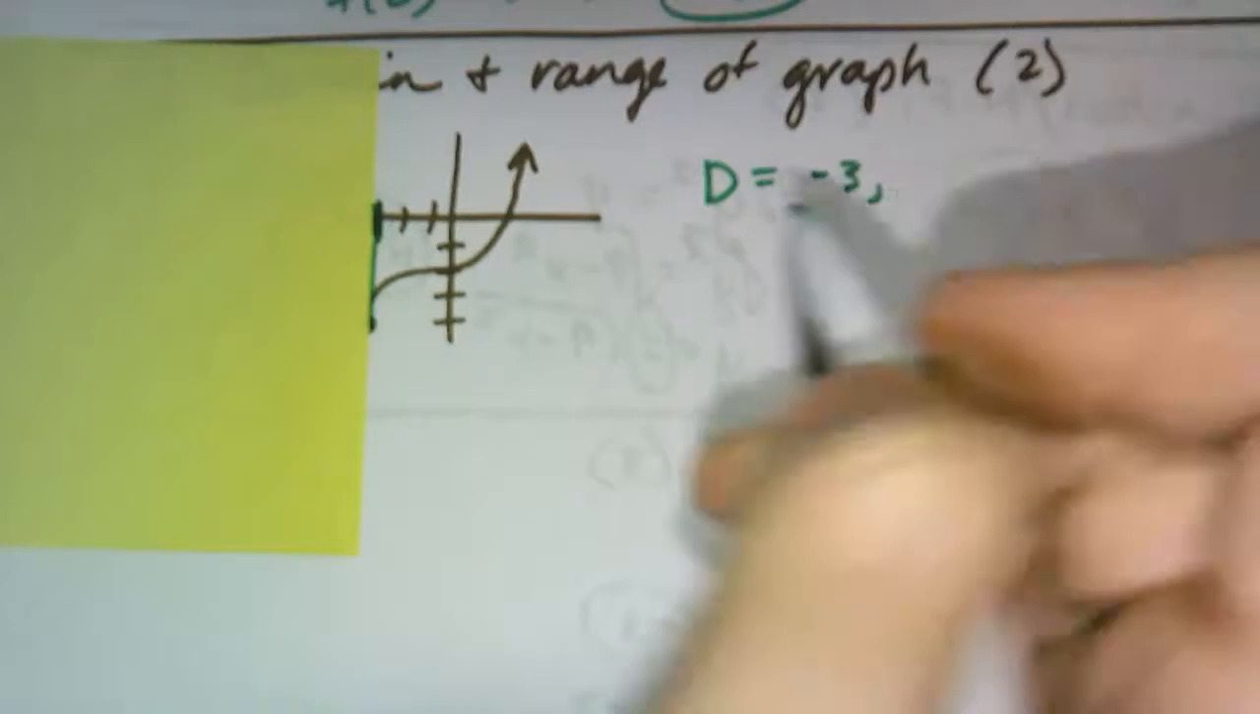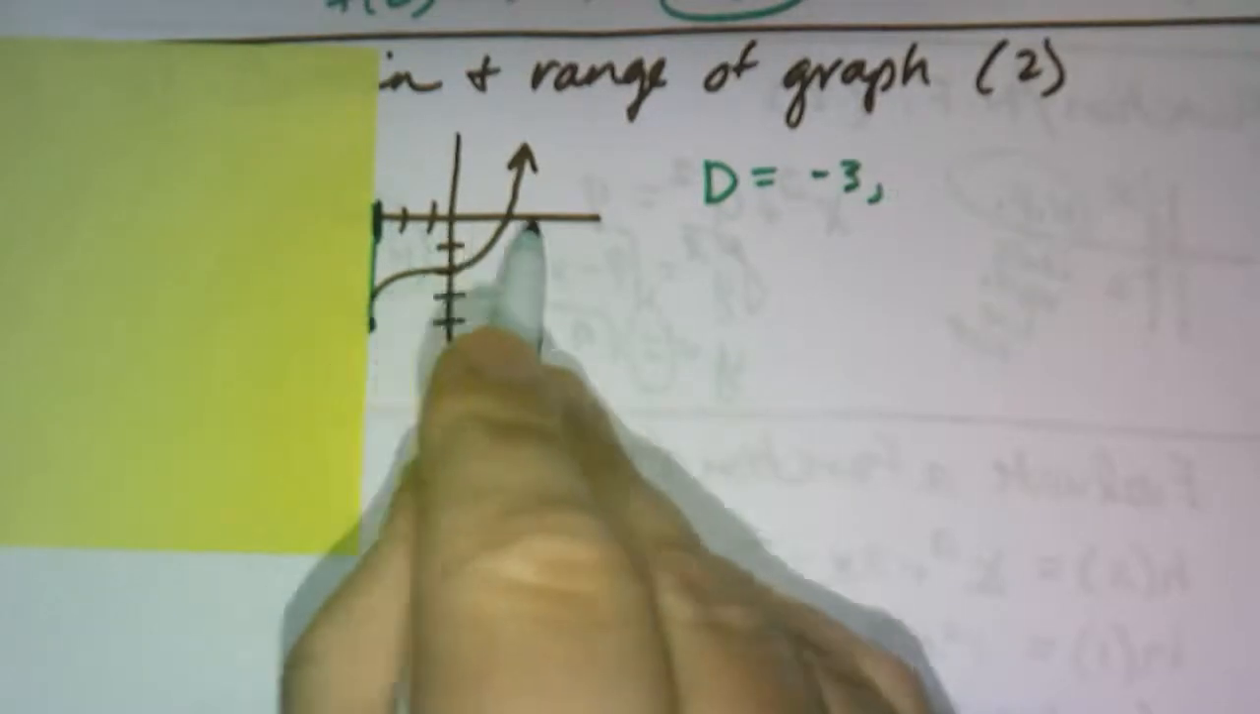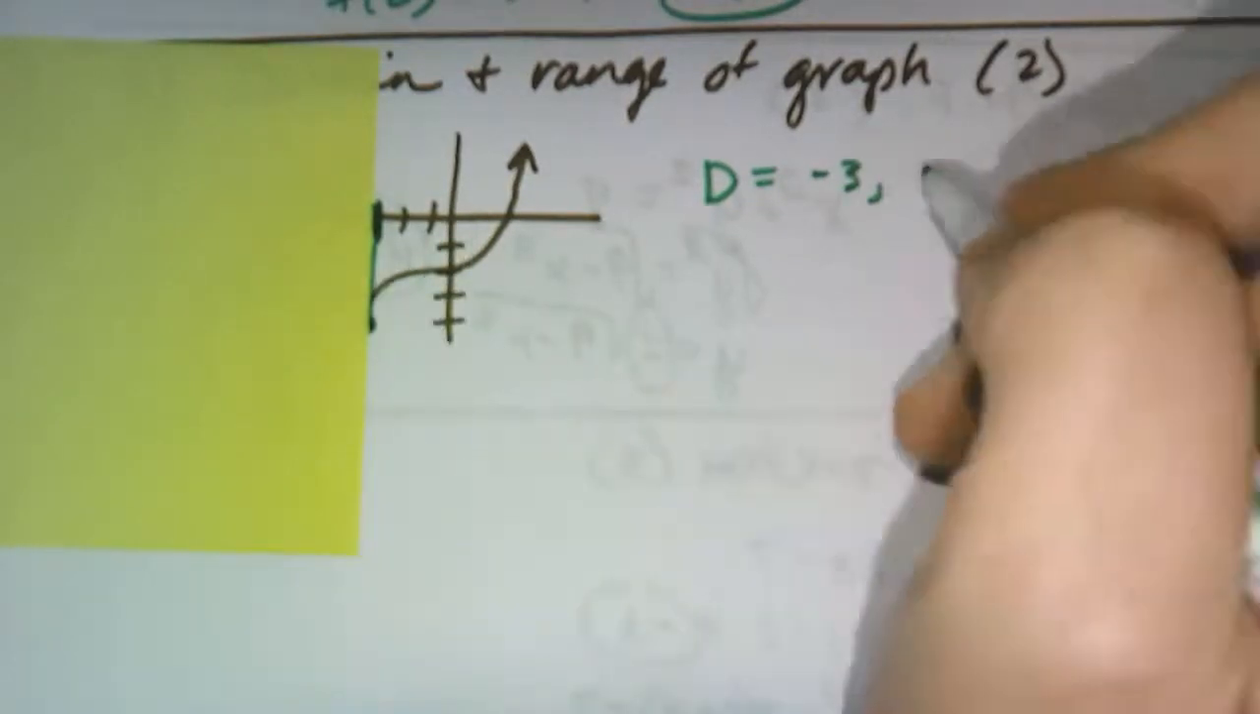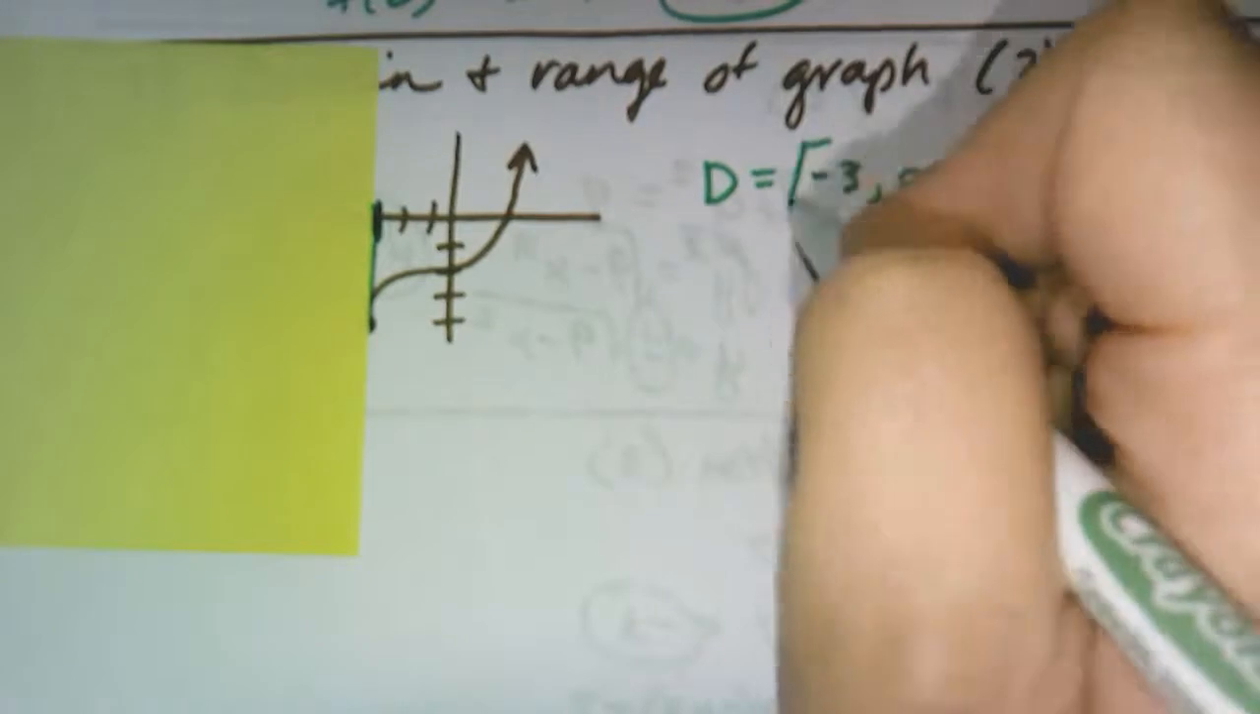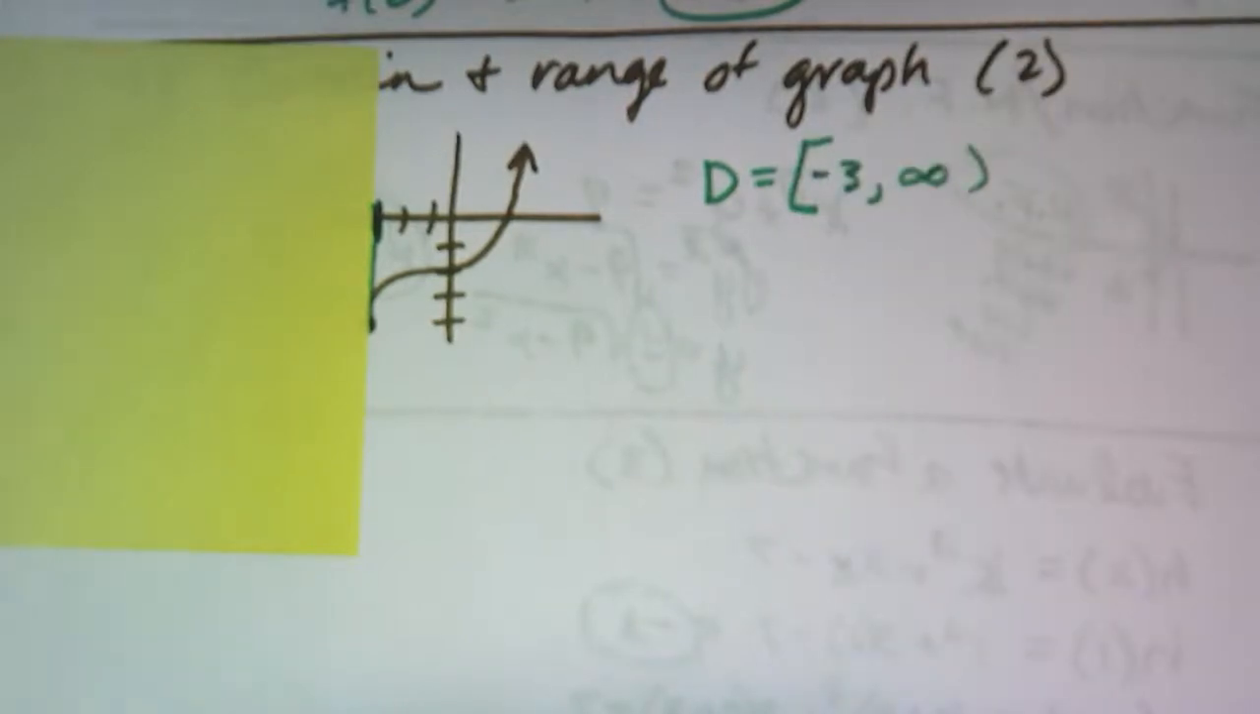So my domain would be, what's the smallest value on the x that I could be? -3 to where on the x am I going? I'm going toward infinity. There would be a bracket around -3 because it is closed. If I had a hole there, I'd put a parenthesis.